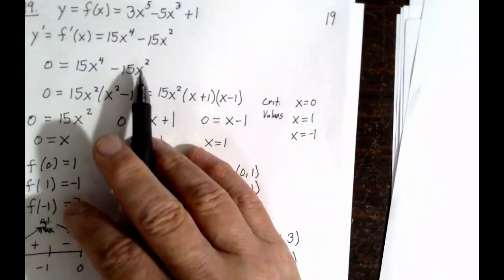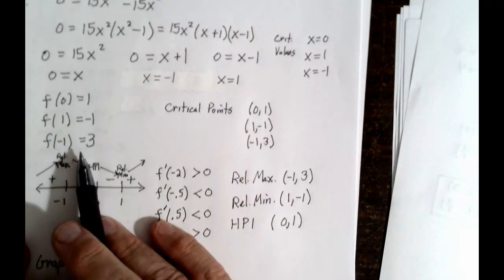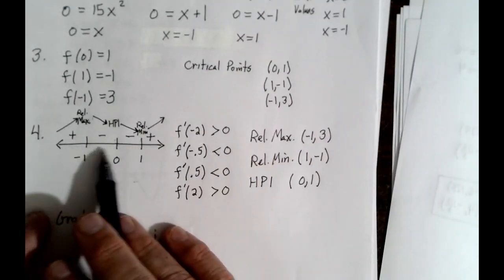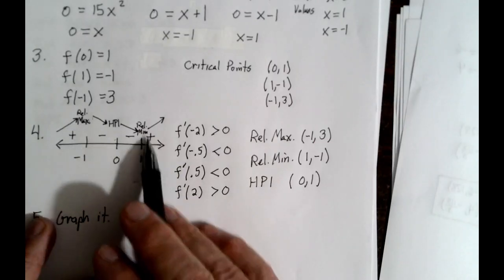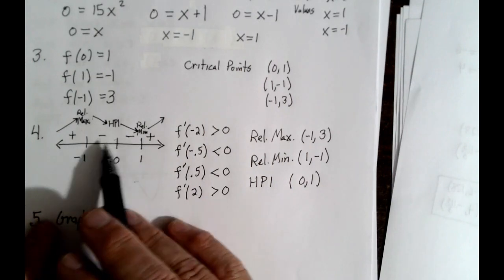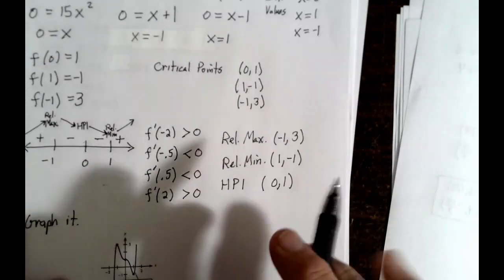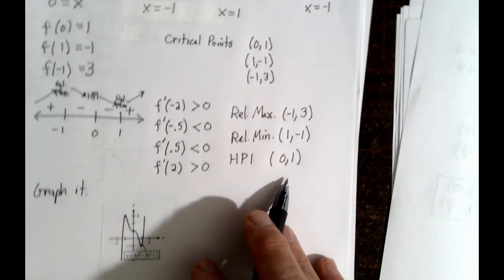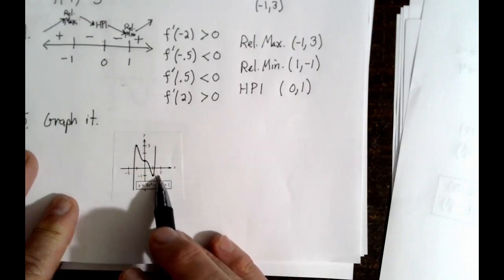29, take the first derivative, set it equal to 0, and you get 3 critical values. Plug those 3 into the original function, you get your 3 critical points. Divide up your number line, and you get plus, minus, minus, plus. So plus minus is relative max, minus plus is relative min, minus minus or plus plus is a HPI, so we got a HPI there. Alright, so relative max at -1, 3, relative min at 1, -1, HPI at 0, 1.